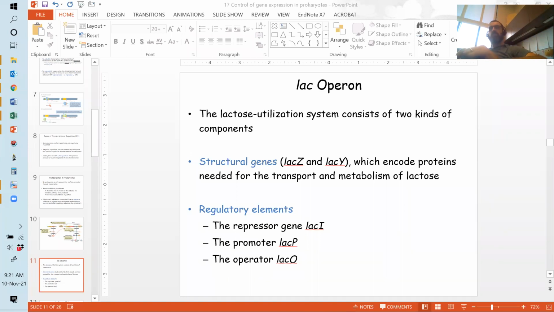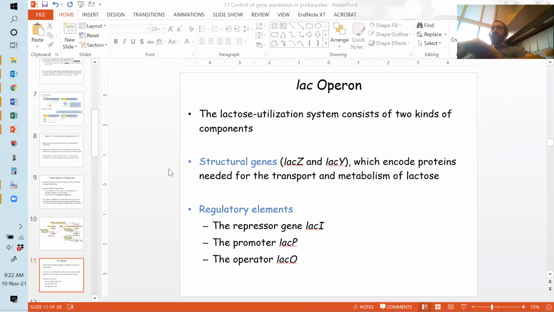Yeah, it's going to be inducible, right? Because you want it to be off when you don't need it. And when you do, then you want it to be turned on. Exactly, Isaiah, good job. So the lac operon is an example of an inducible operon, inducible regulation.